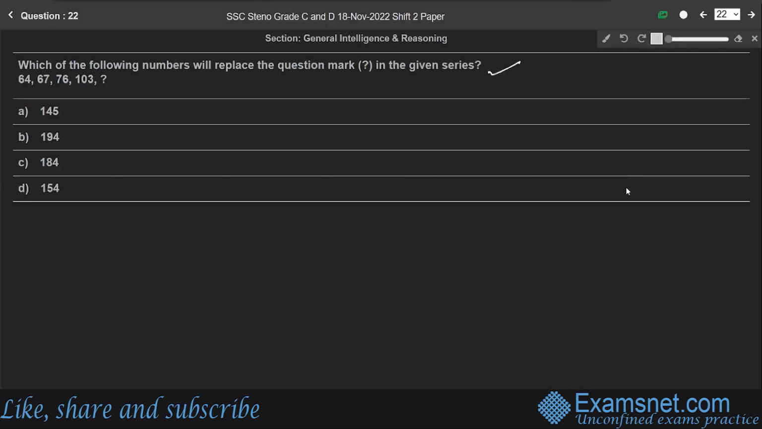Question 22. Which of the following numbers will replace the question mark in the given series? So we have 64 as first number, 67 as second number, 76 as third number, 103 as the fourth number. We need to find the fifth one, right? So here we can write 64 plus 3 as 67 and 67 plus 9 as 76 and 76 plus 27 as 103, where 3 is nothing but 3 raised to 1, right?